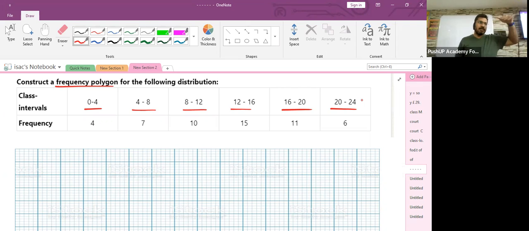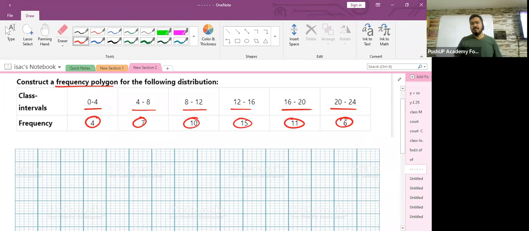In the last session and the one before, I have already taught you all the basic concepts. So from now onwards, I'm not going to tell you what is continuous, what is discontinuous, what is class mark, what is lower limit, what is upper limit. I'm not going to repeat anything. Now, the frequencies for each class interval are given to you: 4, 7, 10, 15, 11, 6. They are asking us to create a frequency polygon.